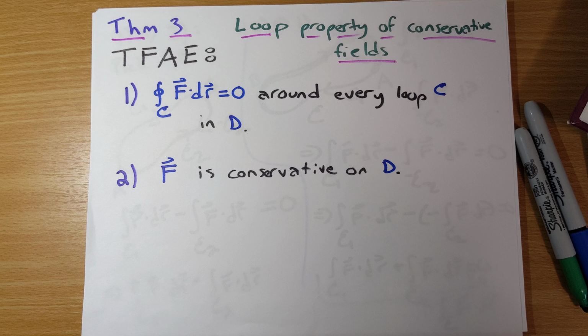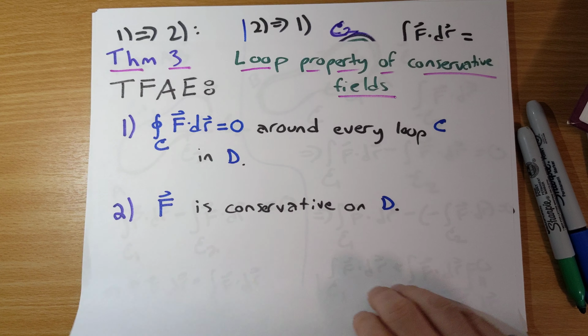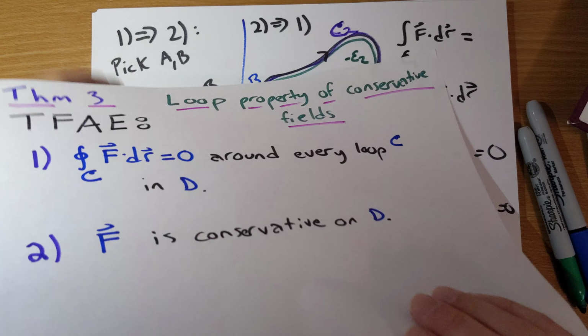Let me just say something. What happens if your vector field is not conservative? What can you say about integrals over closed loops? Well, that's what we're going to be talking about in the next section. Okay, to finish off this video, let's just do a quick example here.